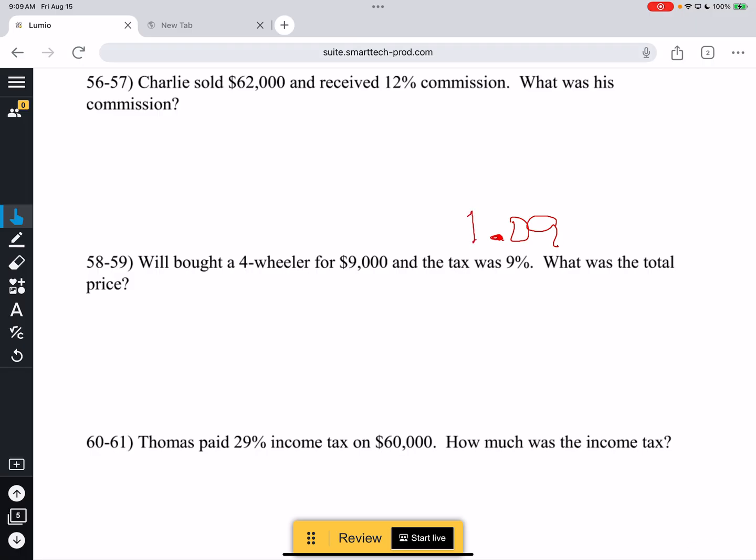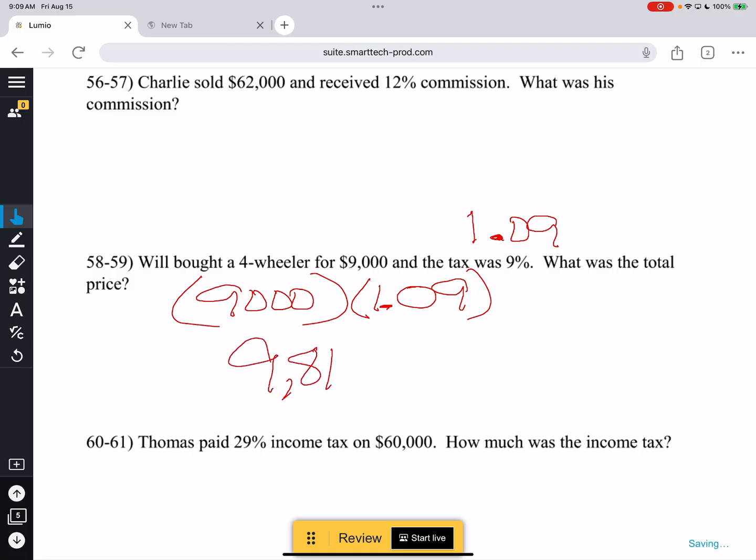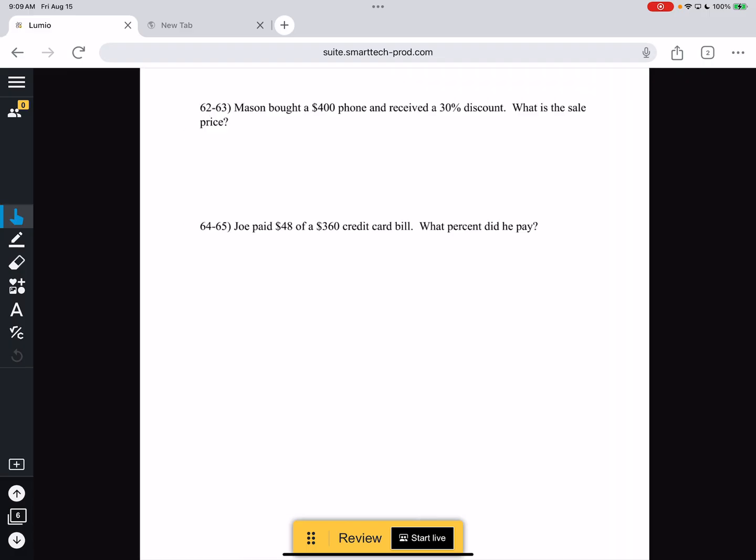Alrighty? So then it's easy. Just 9,000 times 1.09. So how much did Will have to pay? $810. That's right. Alrighty. Then I think to the next page.